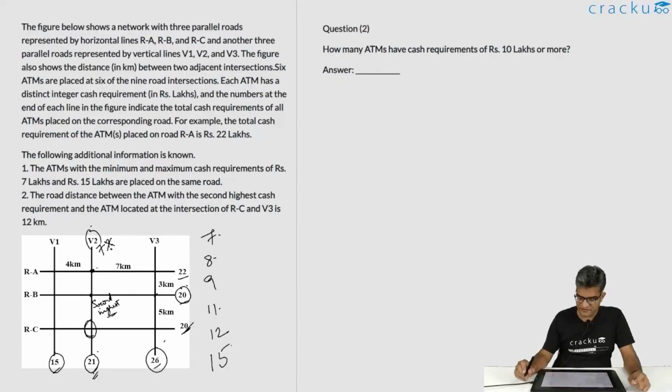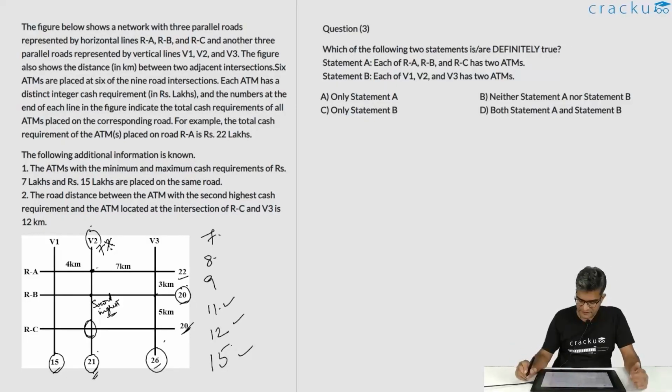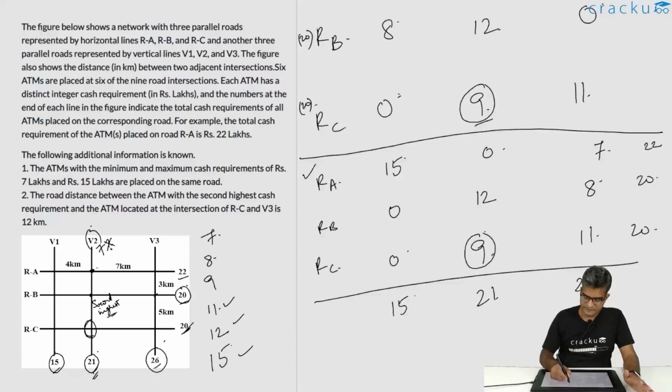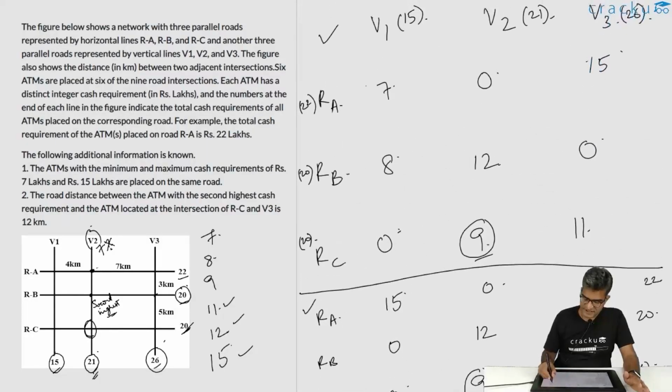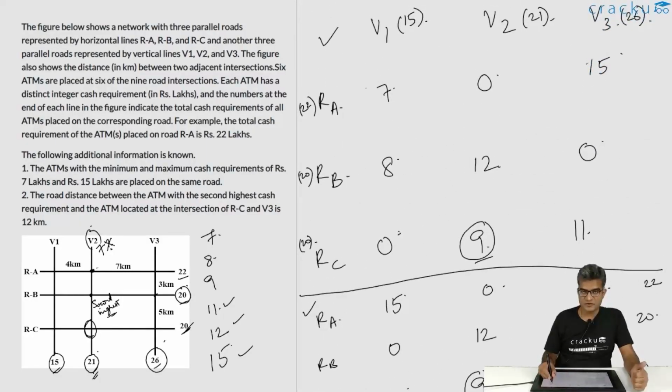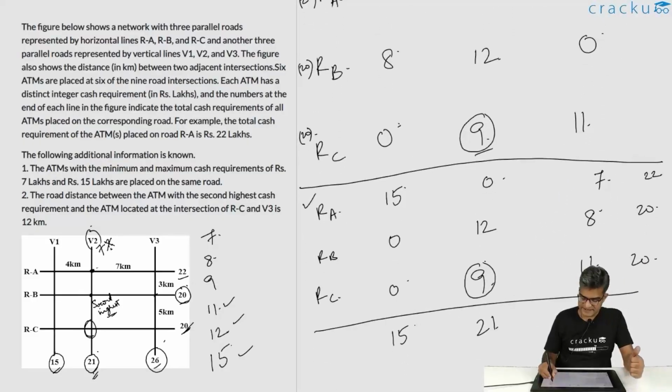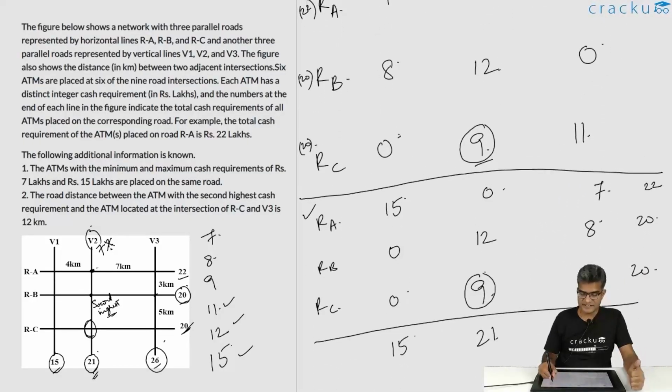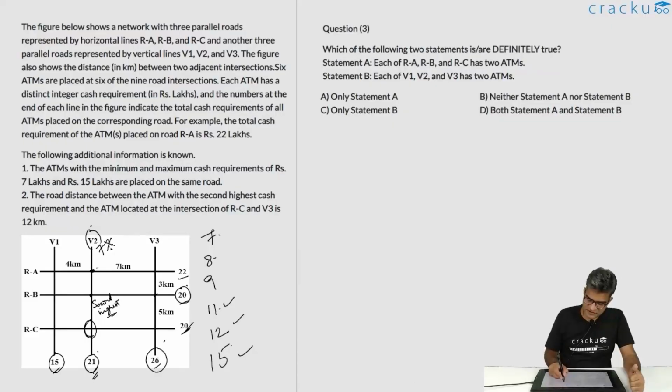How many ATMs have a cash requirement of 10 lakhs or more? There will be 3 ATMs. One of them has 11, one of them has 12, one of them has 15, which have a cash requirement of 10 or more. Which of the following statements is or are definitely true? Each of RA, RB and RC has 2 ATMs. In the first case, RA has 2, RB has 2, RC has 2. So that is valid. In the second case, RA has 2, RB has 2, RC has 2. So in both the cases, this is true. So it is definitely true.